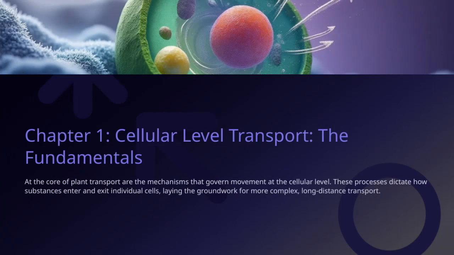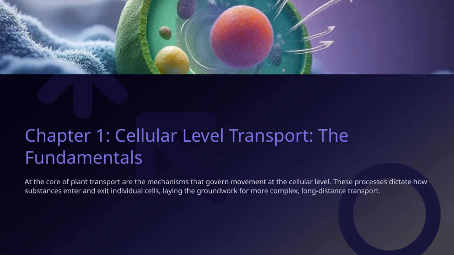At the core of plant transport are the mechanisms that govern movement at the cellular level. These processes are fundamental because they control how substances like nutrients, water, and ions move in and out of individual cells. Understanding these cellular transport mechanisms is essential because they set the foundation for the more complex, long-distance transport systems we'll explore later. Essentially, it's at this microscopic level that the journey of essential materials begins, and those initial steps are crucial for the overall health and functioning of the plant.